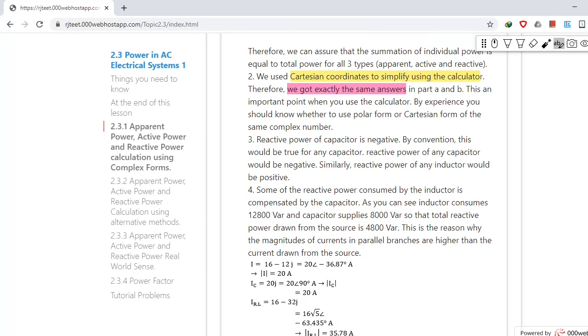we have already noticed that reactive power in the capacitor is negative, and by convention this is true for any capacitor, for a capacitive load, and for an inductor. So simply this is what you need to note down. For a capacitor, the reactive power is negative, and for an inductor the reactive power is positive. So that's what you should notice.